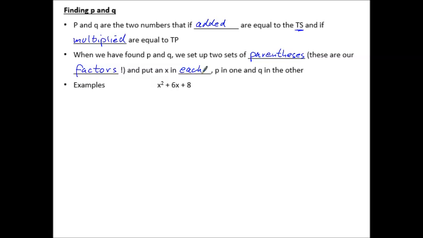Let me show you with an example what I'm talking about. We have the trinomial x squared plus 6x plus 8. So let's make our cross. Let's look for the target product. 1 times 8 is our target product. 6 is our target sum. So which two numbers can be multiplied to give us 8 and the same numbers added to give us 6?